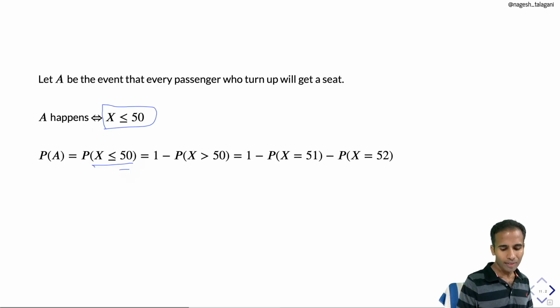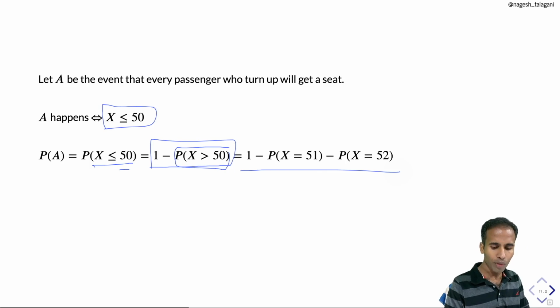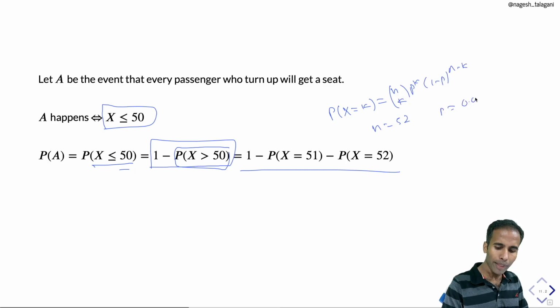This probability of X less than or equal to 50 we can write as 1 minus probability of X bigger than 50. This probability of X bigger than 50 we can write as probability of X equal to 51 plus probability of X equal to 52. If I apply the minus, it's going to be 1 minus probability of X equal to 51 minus probability of X equal to 52. And we know the PMF for the binomial distribution. Probability of X equal to k is what? n choose k, p to the power k, (1 minus p) to the power n minus k. Here n equals 52, p equals 0.95.